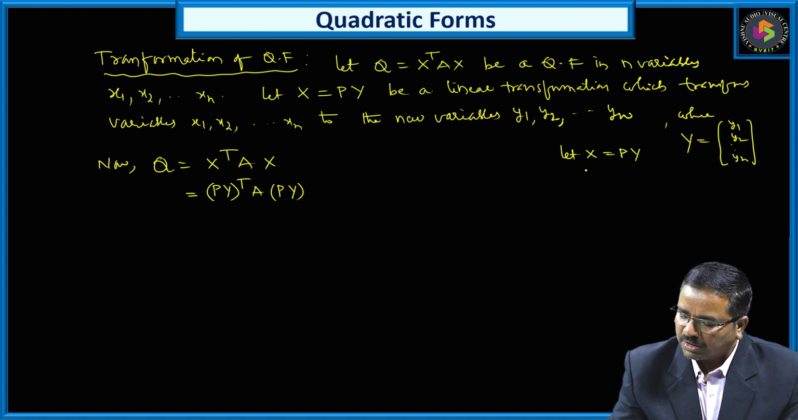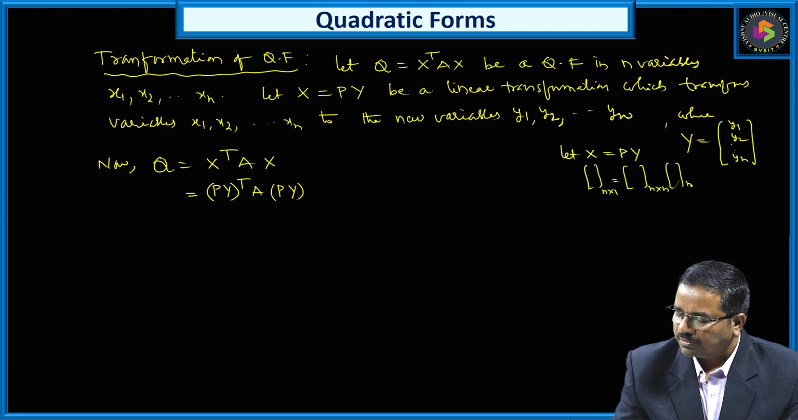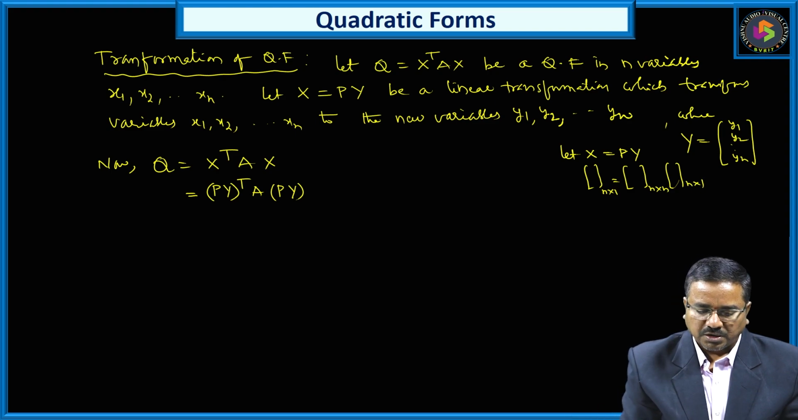We know the dimension of this x is n by 1. P is a square matrix of order n by n. This is n by 1. If n by n multiplies n by 1, again we get n by 1.